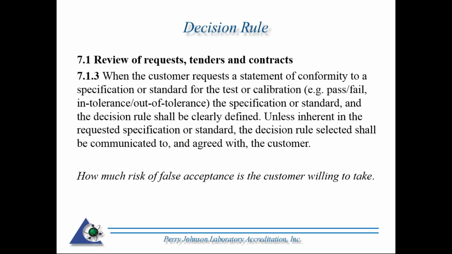Decision rule is going to come into play in a couple of different parts of the revised standard, and one of them is in review of requests, tenders and contracts. So when the customer requests a statement of conformity to a specification or standard for a test or calibration, i.e. pass, fail, in tolerance, out, the specification or standard and the decision rule shall clearly be defined, unless inherent in the requested specification or standard. The decision rule selected shall be communicated to and agreed with the customer. So at the front end here, this is saying we have to identify the decision rule.